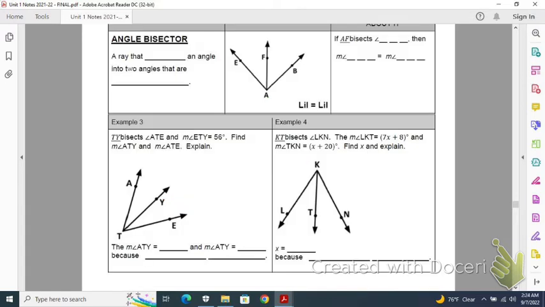Lastly, we want to cover angle bisector. Angle bisector is like segment bisector. Remember, bisect means to cut into two equal parts. So that means an angle bisector is going to cut a big angle into two equal parts. So a ray that cuts an angle into two angles that are congruent.